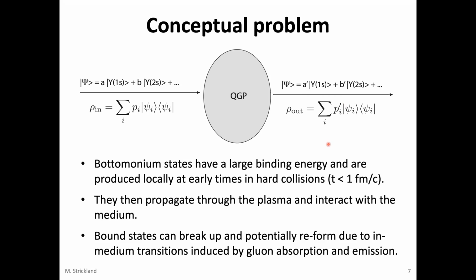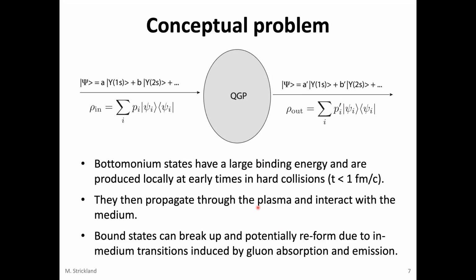Because bottomonium states have a quite large binding energy, they're formed at times less than on the order of 1 fermi/c in the lifetime of the quark-gluon plasma. For the 1S, the estimate of the formation time is on the order of 0.2 fermi/c. And then they propagate through the plasma.